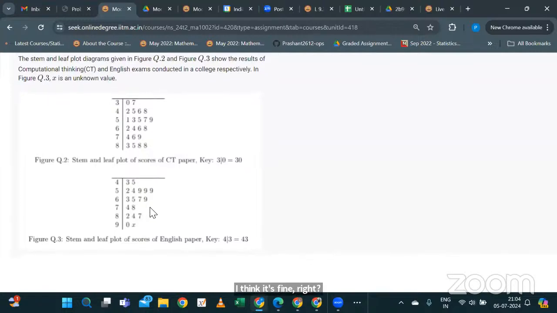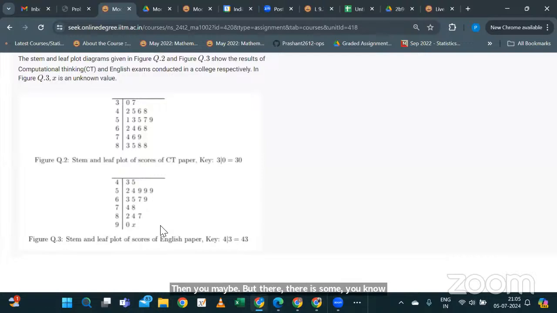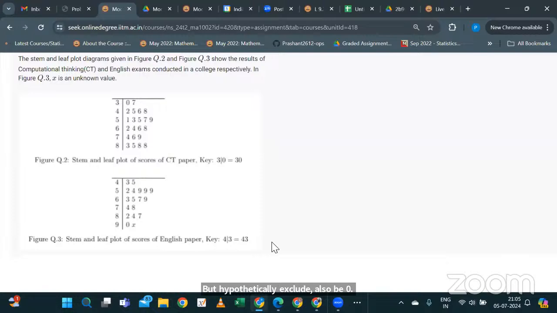So what is the mode here? 59, right? Okay, so suppose X, we don't know, but suppose X is in the case, it won't be the mode in any case, because it will occur only a single time. Suppose X is given 3 times, then there is something to think about whether this would be the mode or not. So here 59 is the mode. But hypothetically, X could also be 0. But that is not a mode either, right? Yes, that will not be a mode, but still it can be 0. How can you define that it is not 0?